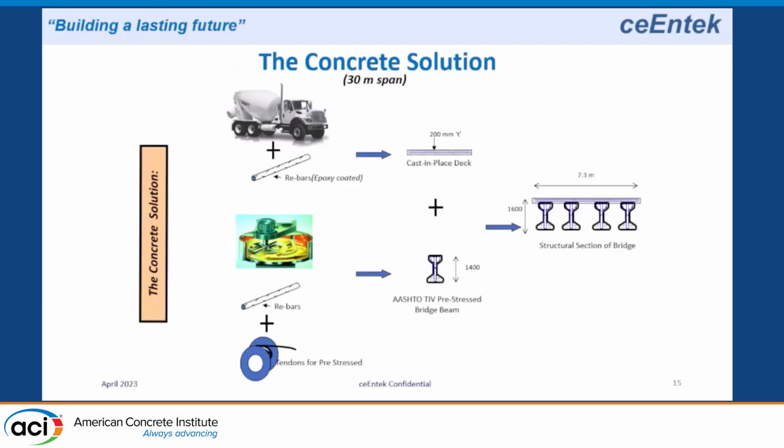So here's a conventional concrete solution. We have some precast girders. These are AASHTO type 4 pre-stressed bridge beams. So we have concrete, we have precast plant, we have reinforcing, and we have post-tensioning or pre-stressing strands. And we make a girder out of those and put the girder in place. And we have ready mix and rebar. We use a cast in place deck. And then on a cast in place deck like this, we may put a membrane and a layer of asphalt on top. So that's a conventional solution.